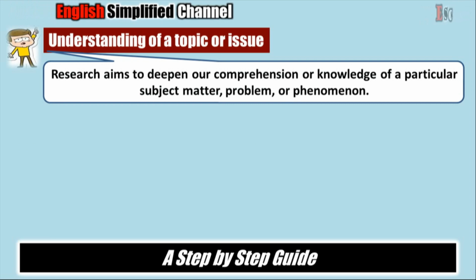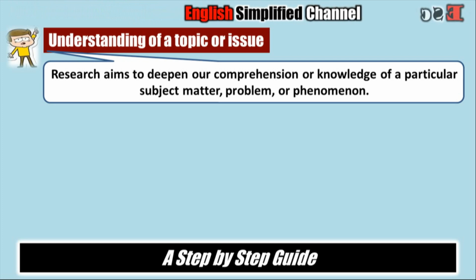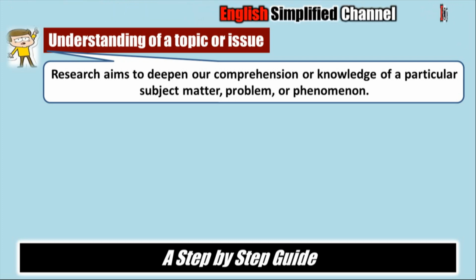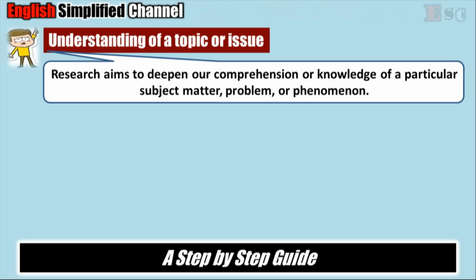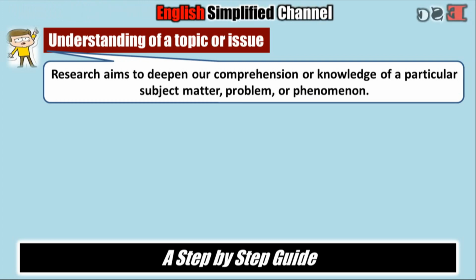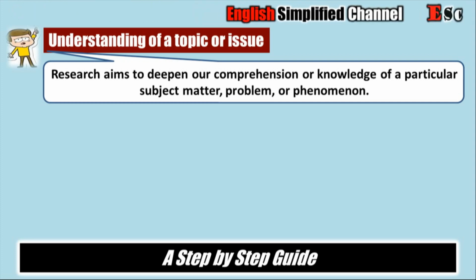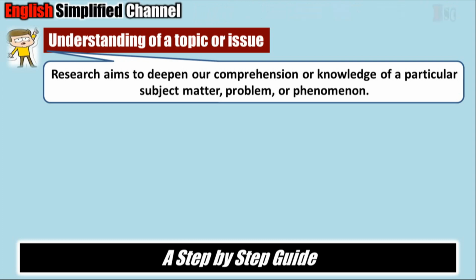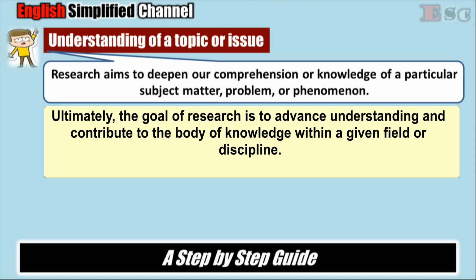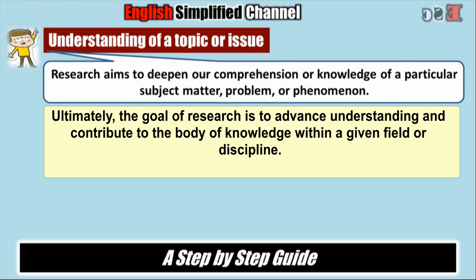3. Understanding of a topic or issue. Research aims to deepen our comprehension or knowledge of a particular subject matter, problem, or phenomenon. Through the collection and analysis of information, researchers seek to gain insights, explanations, or solutions to address questions or challenges within the topic area. This understanding may involve clarifying existing concepts, theories, or assumptions, uncovering new perspectives or insights, or generating practical implications or recommendations for further action or study. Ultimately, the goal of research is to advance understanding and contribute to the body of knowledge within a given field or discipline.